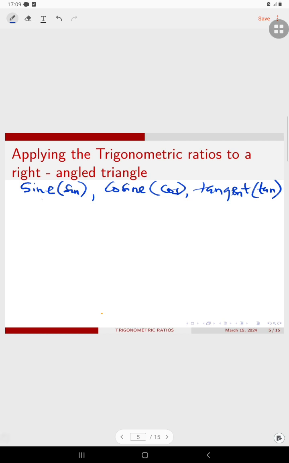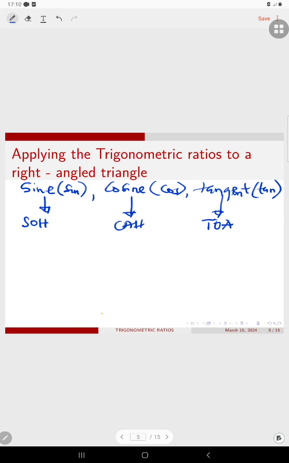So how do we apply them? Normally we use SOH CAH TOA. We have probably heard it before. SOH CAH TOA is not the trigonometric ratio. The trigonometric ratios are sine, cosine, and tangent, but we use SOH CAH TOA as a way to memorize them. The S stands for sine, the C stands for cos, and the T stands for tan.